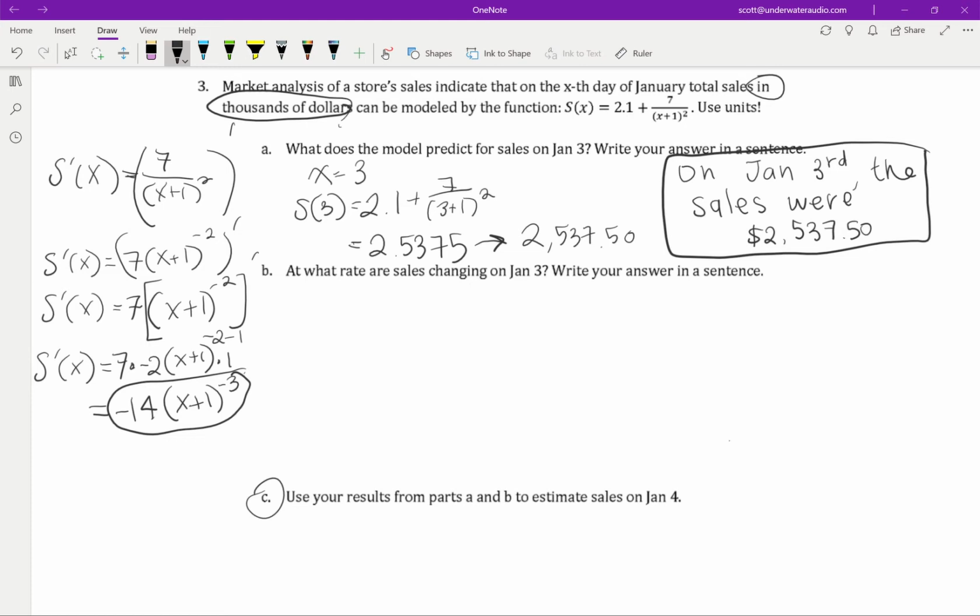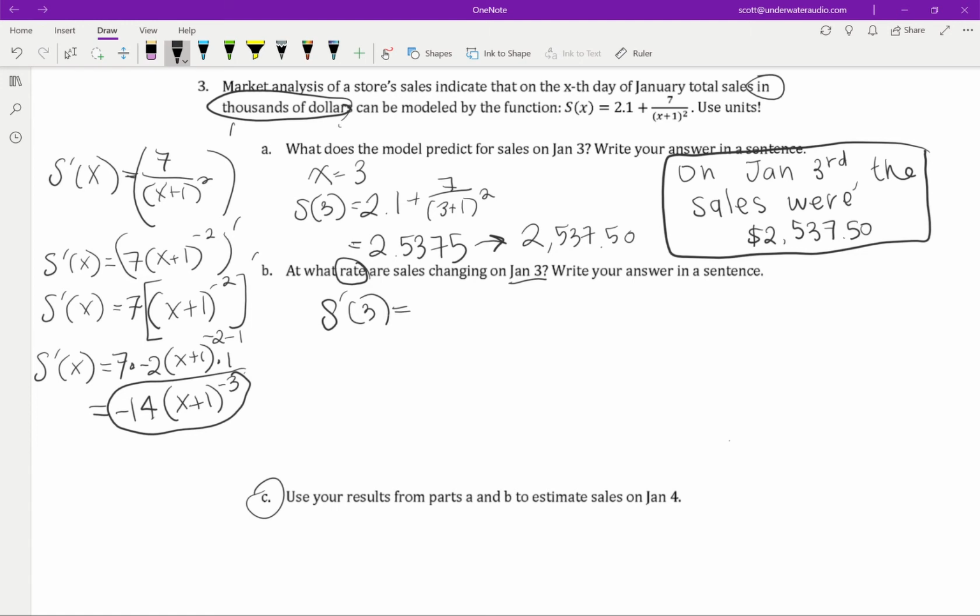Okay, next thing, at what rate are sales changing on January 3rd? Write your answer in a sentence. So this word here, rate, on day 2, we talked about how rate is a slope. Slope and rate are connected. And since then, we've been talking about how slope and differentiability are connected. So this is the key word that tells you I want the derivative. I need the derivative on January 3rd. That tells me x equals 3. So I'm looking for s prime of 3.